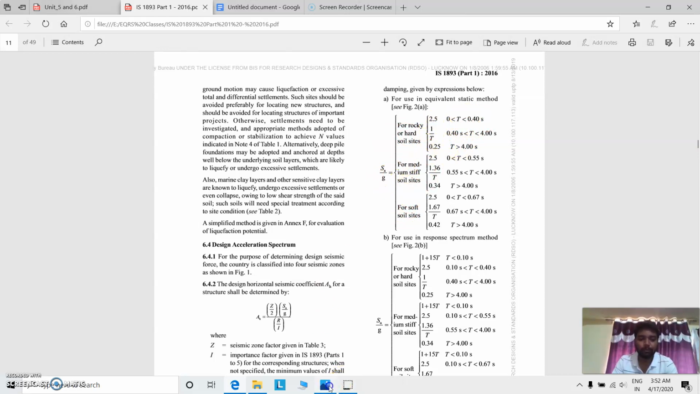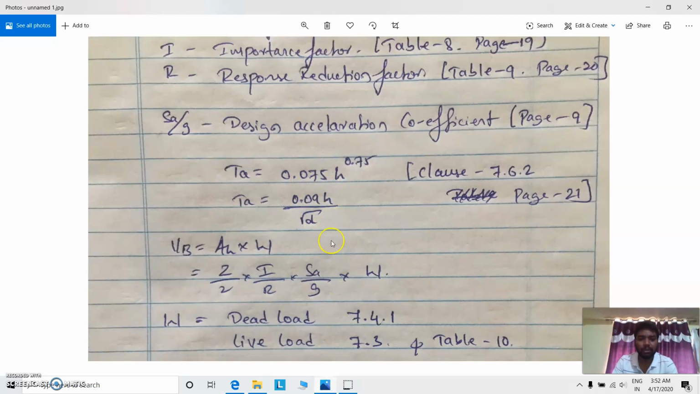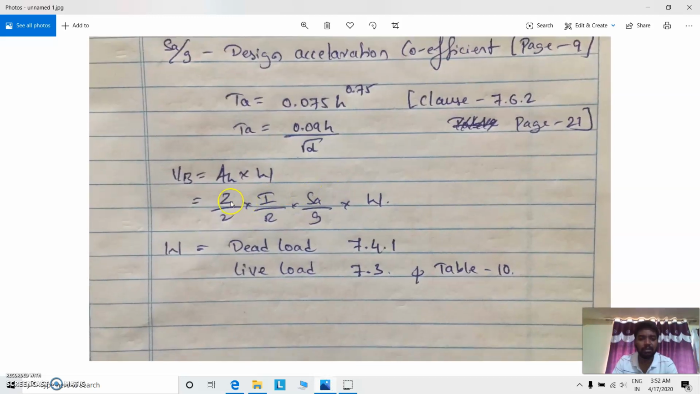by G, right? Once we compute this SA by G, we can substitute the values of Z by 2, I by R and SA by G. Then we will get the design horizontal acceleration coefficient, that is AH. Now we need to know what W is.